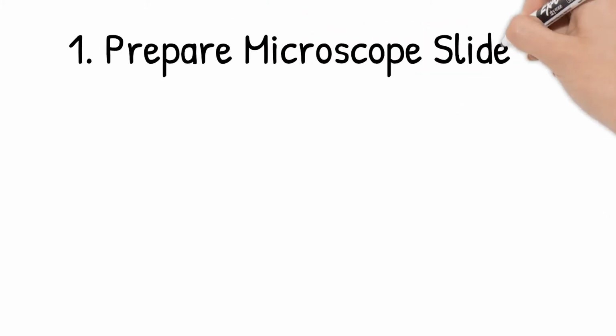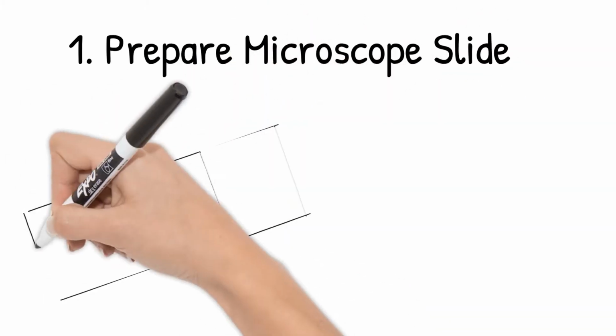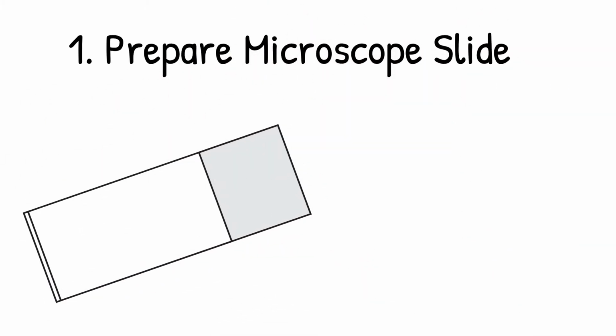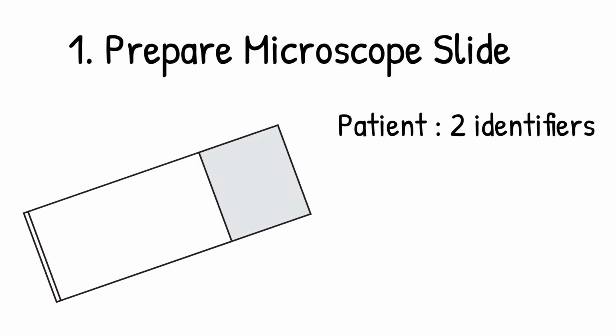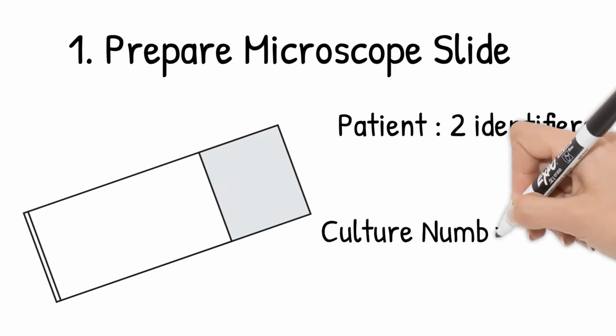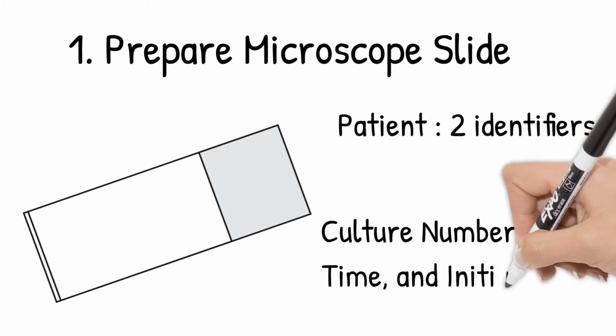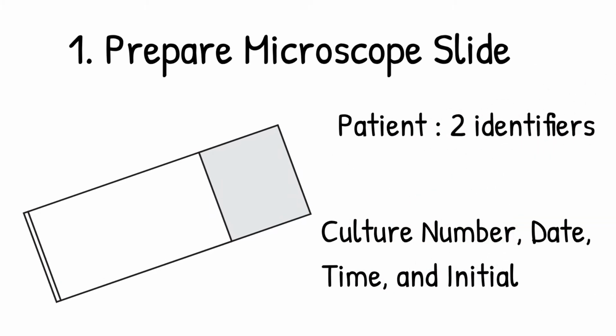First, label your microscope slide with the organism name, or something so you can later identify your slide and where the culture came from. For me, I always label it with at least 2 types of patient identifier if the sample is from a patient, or my culture number with date, time, and my initials.